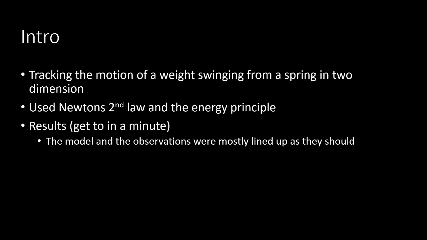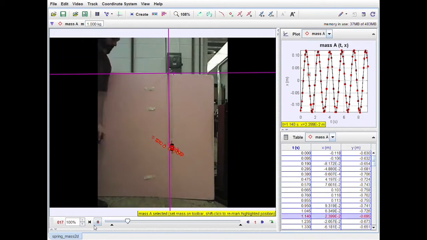So to start, an intro would be that we're tracking the motion of a weight swinging from a spring in 2 dimensions. And then using Newton's second law and the energy principle, we can analyze that motion. And so the results, which we'll get to, but the model and observation were mostly lined up as they should be. So first I want to show you my tracker motion.